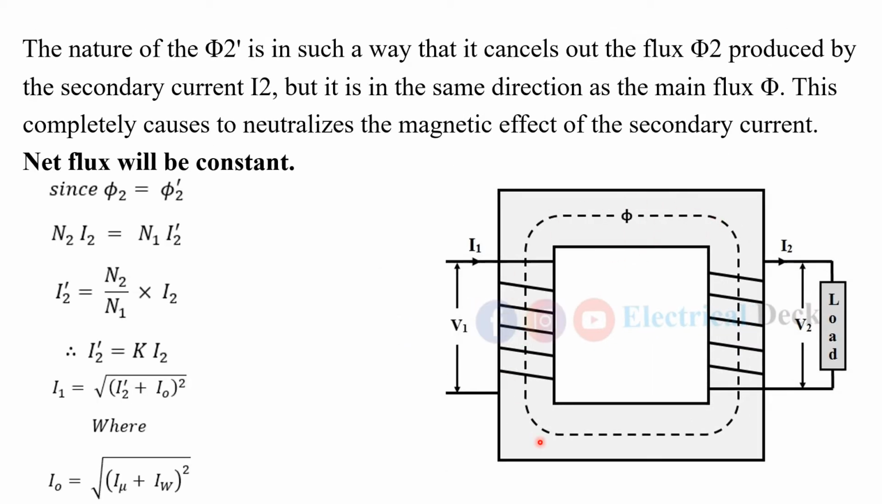In this diagram you can see that the effect of phi 2 opposes phi 2 dash, so that the resultant flux will be phi only. There will be no net effect of phi 2 and phi 2 dash.